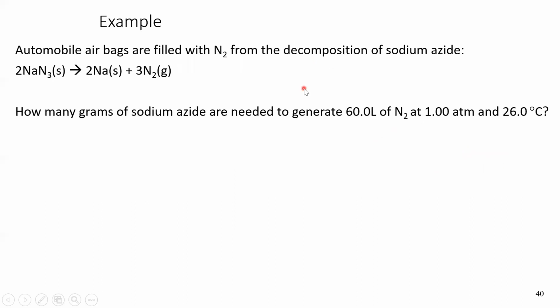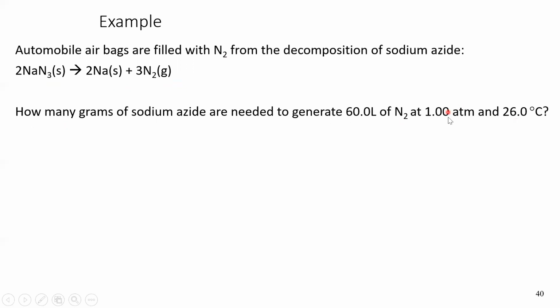All right, another problem. When we look at the airbags that are in cars, they're filled with nitrogen gas by decomposing sodium azide. So here's our balanced equation. And if you see a balanced equation in a problem, you're probably going to need to use stoichiometry somewhere in the question. So in this case, it says how many grams of sodium azide are needed to generate 60.0 liters of nitrogen gas at 1 atm and 26 degrees Celsius.